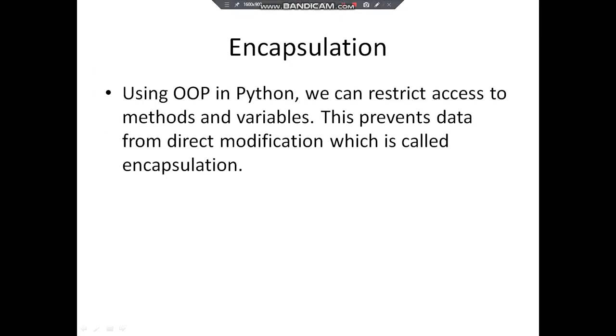Now let's move on to the next one called encapsulation. Using OOPS in Python, we can restrict the access to methods and variables. This prevents data modification, which means you are not able to modify the data without consent. So from a function, we are going to set the maximum price of a product, and then we can see how it prevents the data from direct modifications. By modifying it directly, you won't get the output. So let's see an example of how encapsulation can be done.